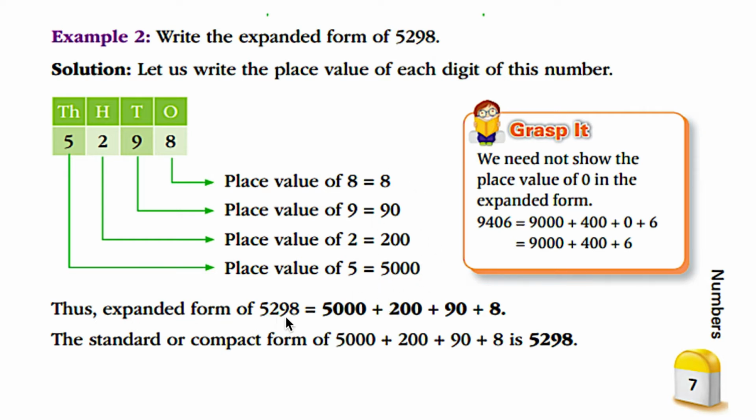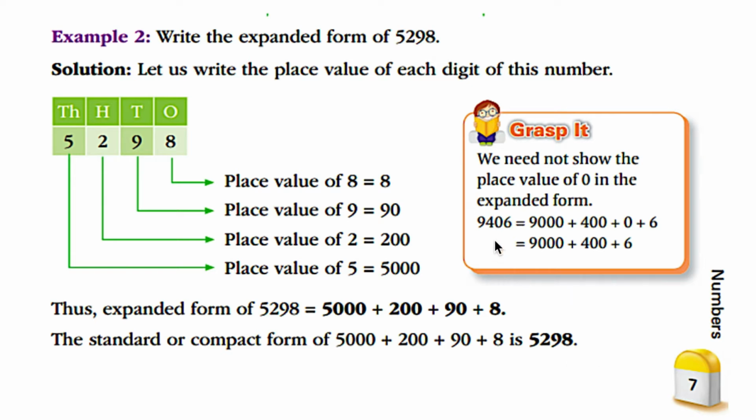Now the expanded form of this number we always write from the highest place. So starting from the thousands place, digit 5's place value is 5000, so 5000 add. Then place value of 2 is 200, so add 200. Then place value of digit 9 is 90, it is at tens place, so add 90. And then add 8, place value of 8 at ones place. So this is the expanded form of this number. And what is the standard form or the compact form for this expanded form? It is the number that we write in general, 5298. This is the standard or compact form.